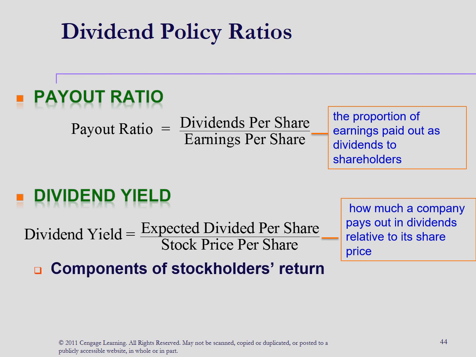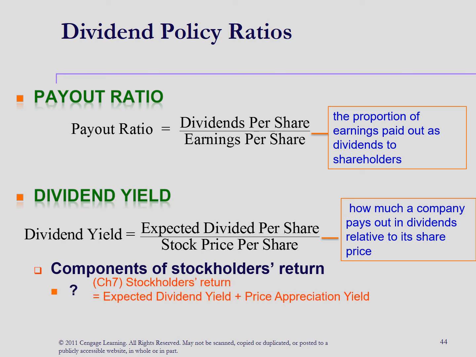Dividend yield is one of the components of stockholders' return. In Chapter 7, we will show that stockholders' return consists of expected dividend yield and price appreciation yield. Be cautious about a stock with very high dividend yield because it may be caused by a depressed stock price.